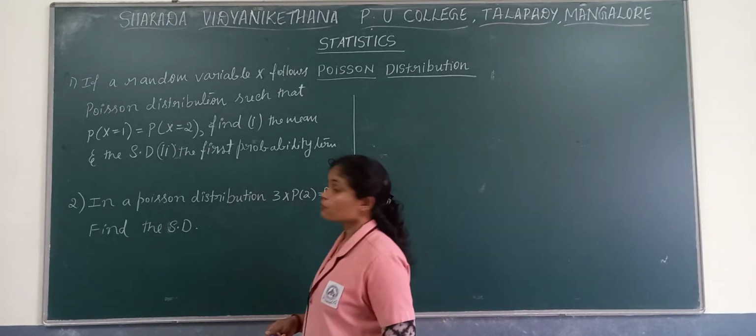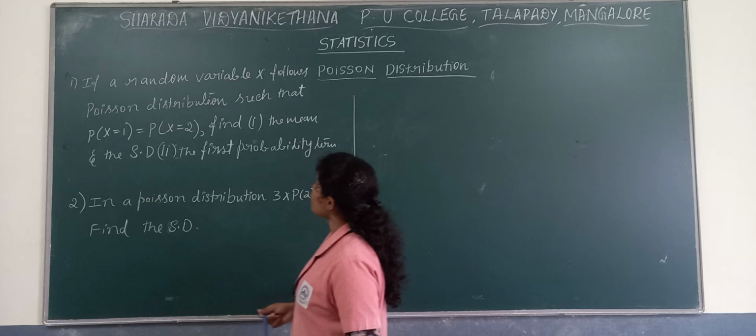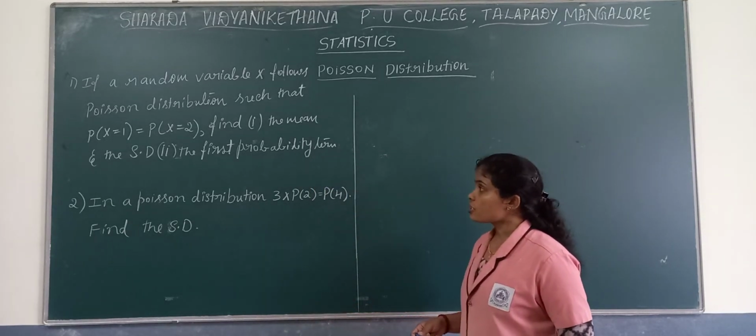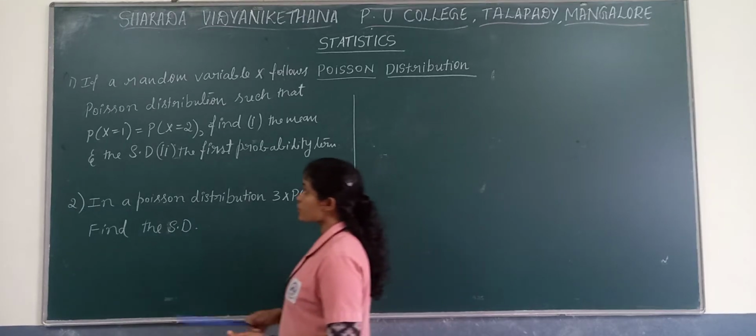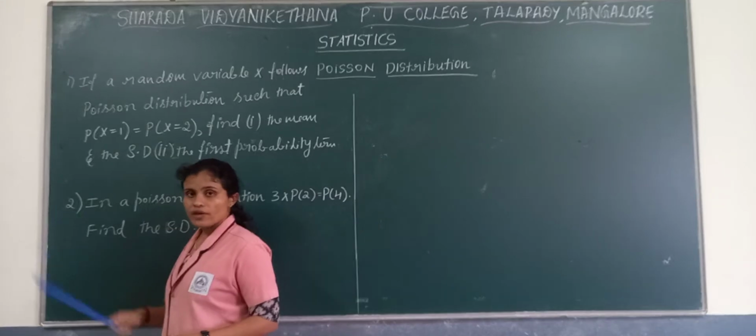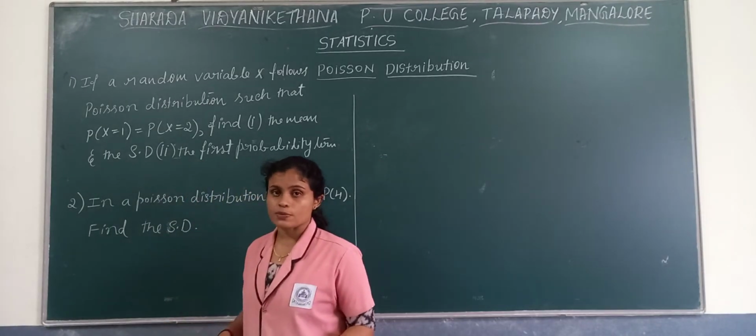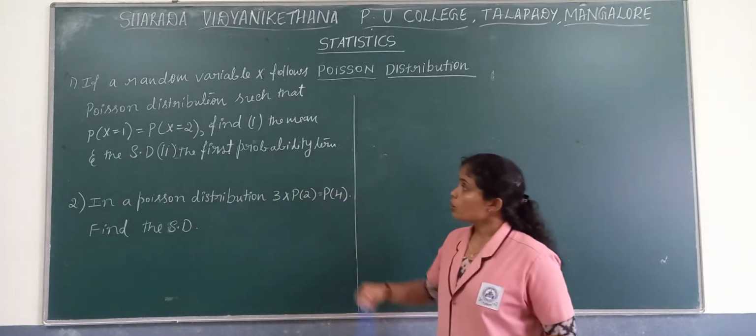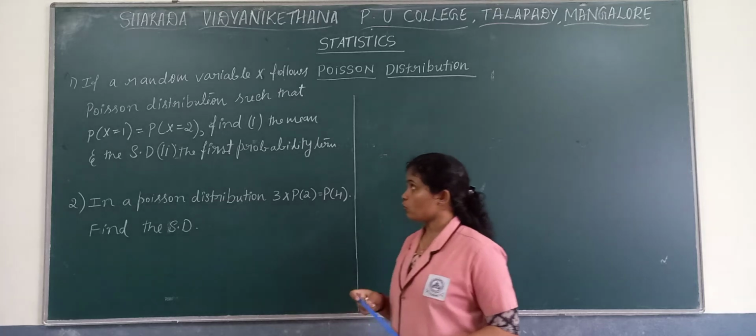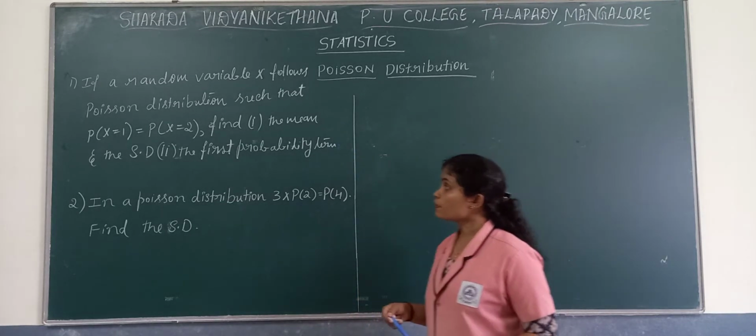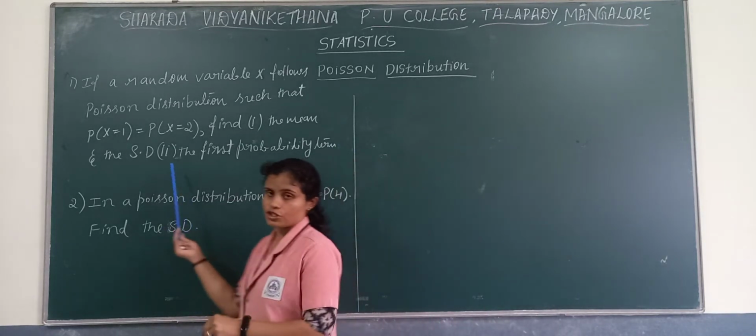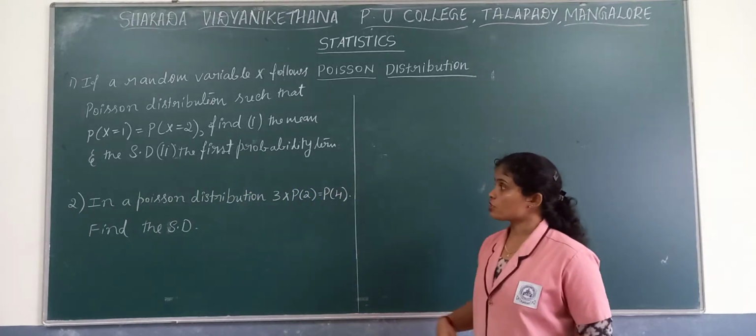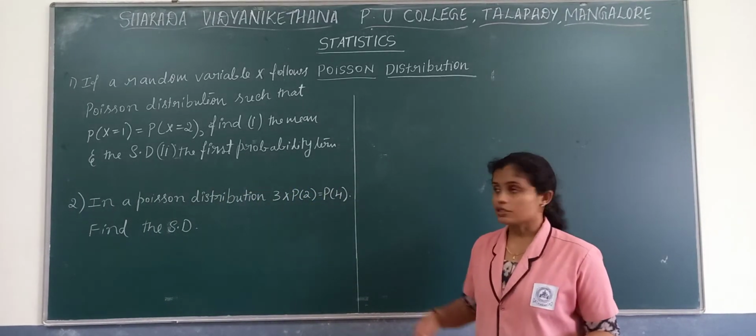Now read the question. First question: if a random variable x follows Poisson distribution such that P of x is equal to 1 is equal to P of x is equal to 2. Find the mean and the standard deviation. Then second question, find the first probability term.